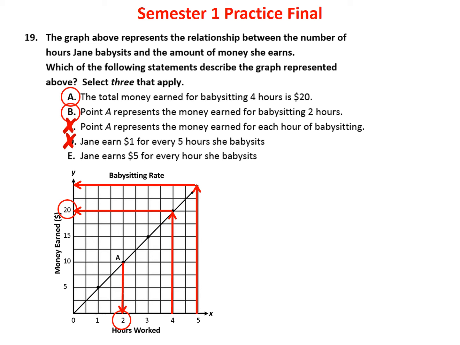And finally, E says Jane earns $5 for every hour she babysits. Okay, so let's come over here and check that out. In 1 hour she works, she earns $5. That's true. So A, B, and E are correct answers for number 19.